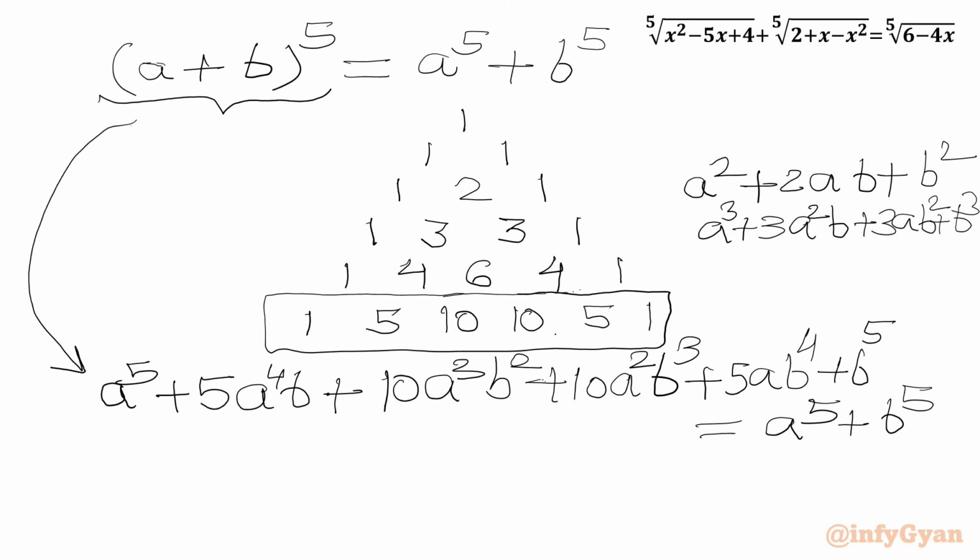Now we will subtract a power 5 from both the sides. So a power 5 will be over. And b power 5 from both the sides. So b power 5 will be over. In RHS we are going to write 0. Now we will take 5ab common from the left hand side. So we will get 5ab is common.